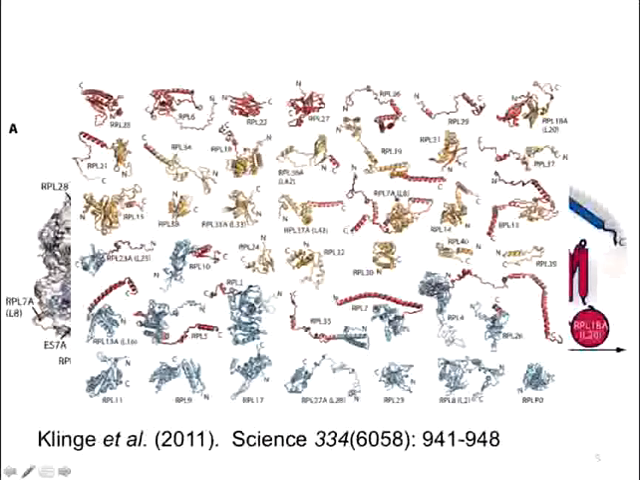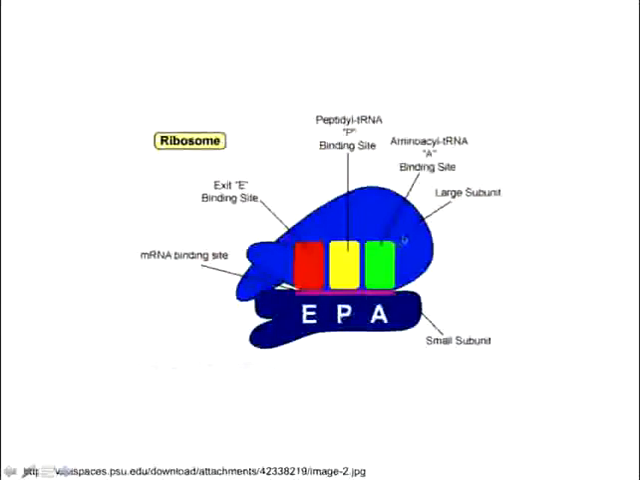These are all little bits that contribute to the overall three-dimensional shape of the ribosome and give it the catalytic function. So this large subunit and this small subunit both are aggregates of nucleic acid and protein together to give it catalytic activity.